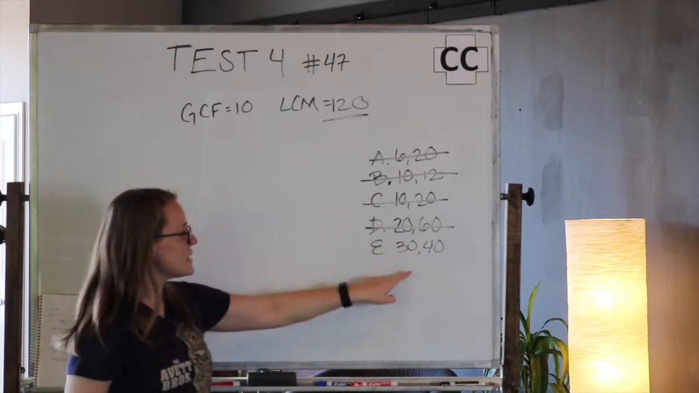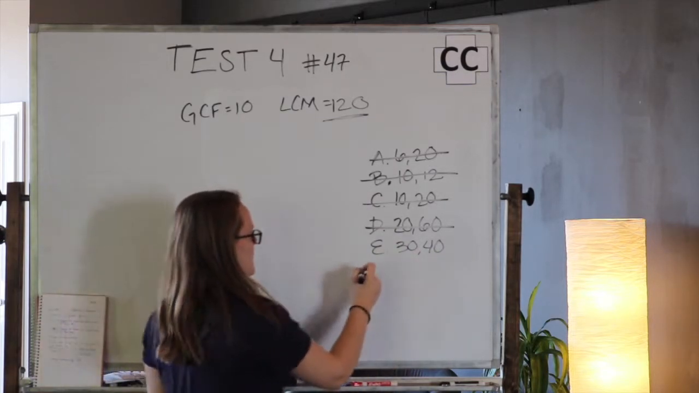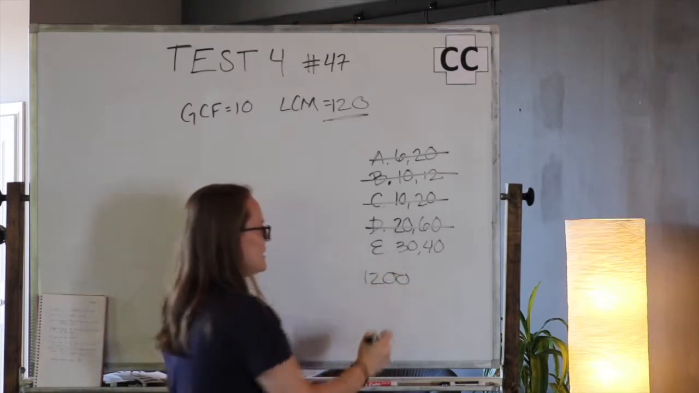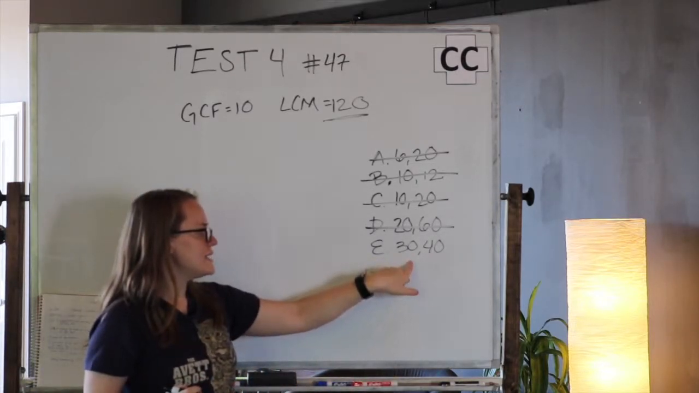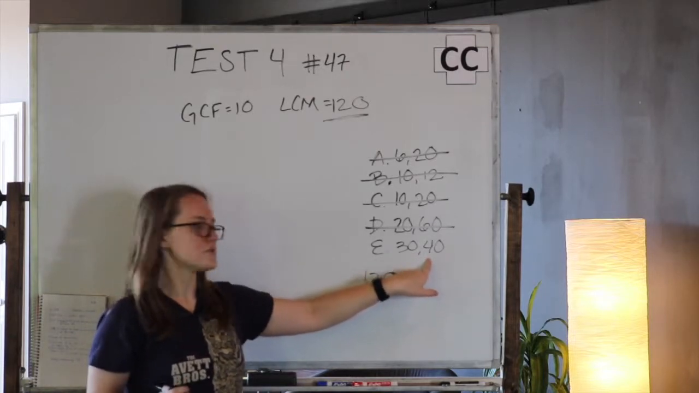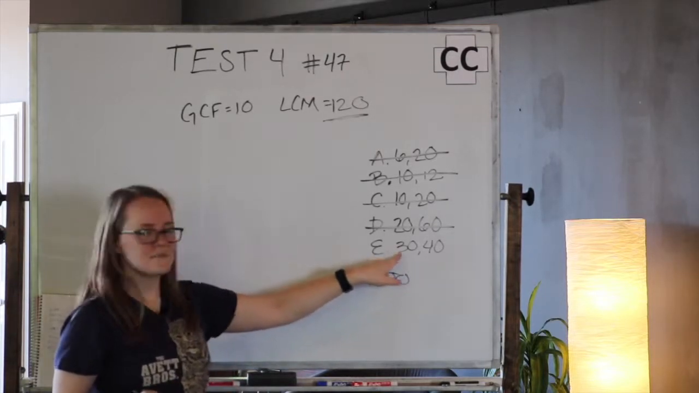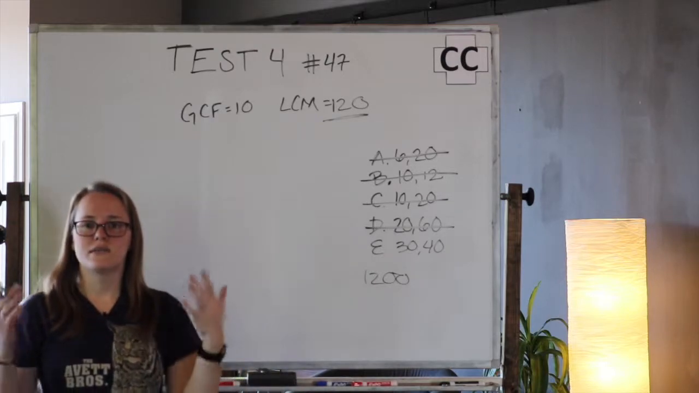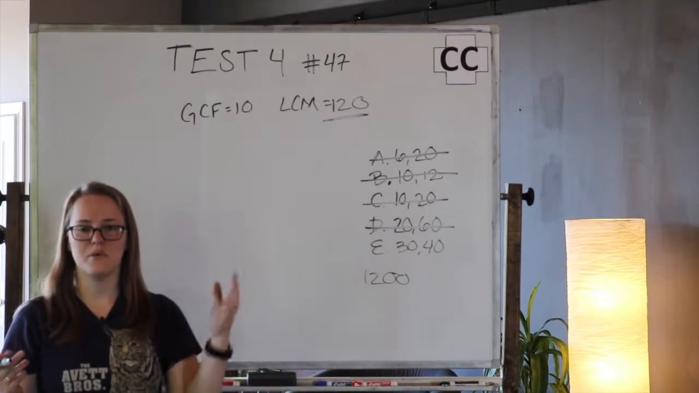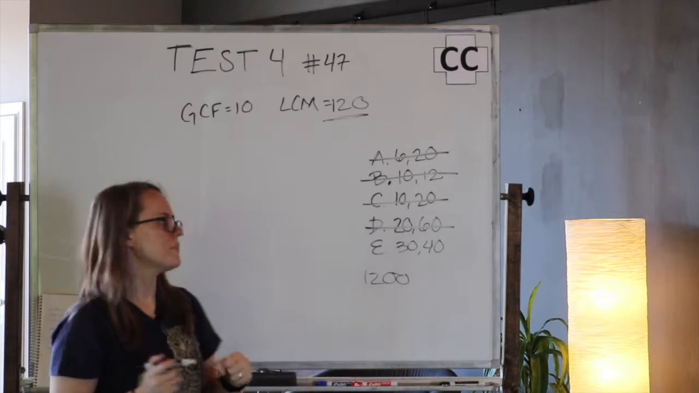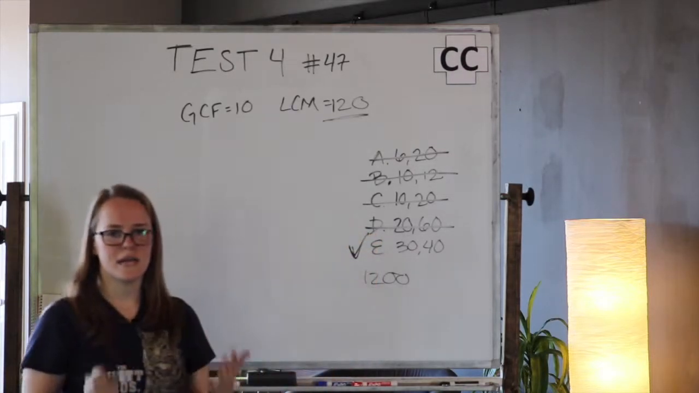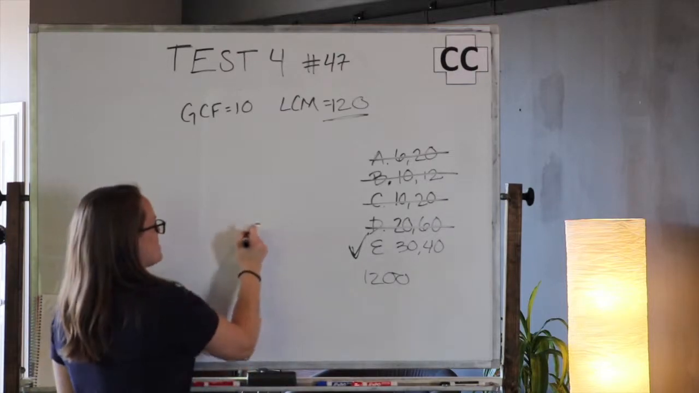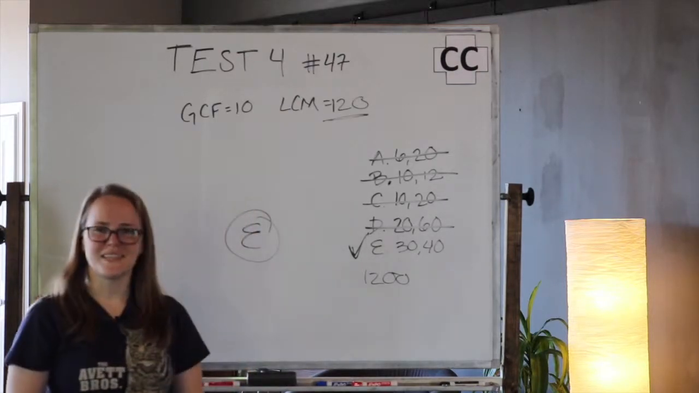Now when we do 30 times 40, we get 1200, and then if you process through working backward, 30 times 4 is 120, and 40 times 3 is 120. So 120 is the smallest number that both 30 and 40 can be multiplied into. So that passes both the greatest common factor and the lowest common multiple test. So option E is going to be the correct answer on this one.